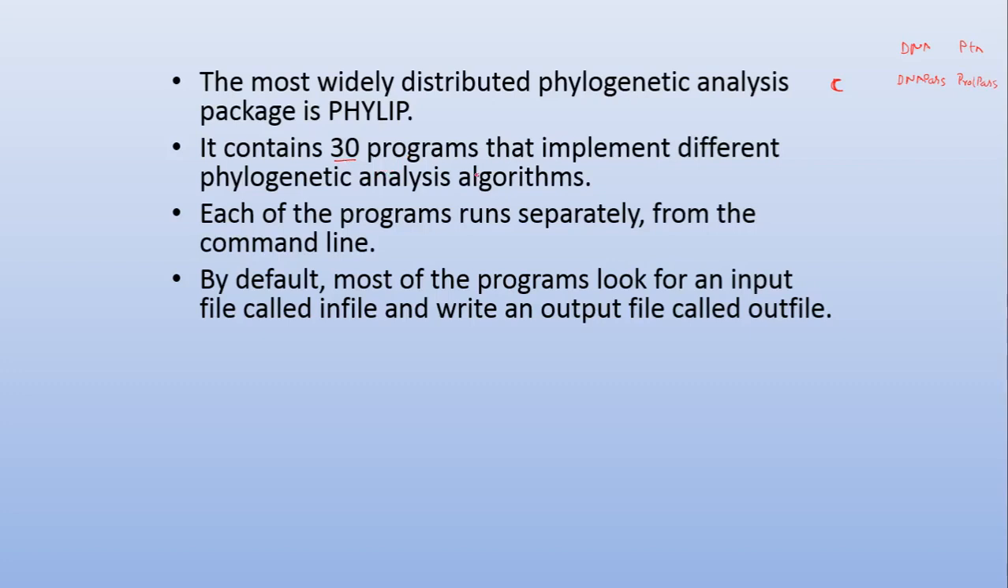Okay, and these 30 programs implement different phylogenetic analysis algorithms, like maximum likelihood, distance based methods, or parsimony based methods. Now each of the programs can be run separately in a command line environment, and it is very simple to run. All you need to do is double click and the command line version of the program would appear. By default most of the programs would look for an input file called infile, and they would write an output file called outfile.